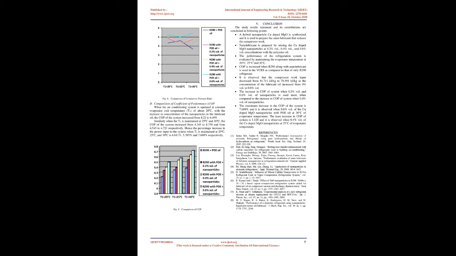D. Comparison of coefficient of performance, COP. When the air conditioning system is operated at constant evaporator exit temperature, T1, of about 20°C, with the increase in concentration of the nanoparticles in the lubricant oil, the COP of the system increased from 4.22 to 4.499. Similarly, when T1 is maintained at 25°C and 30°C, the COP of the system increased from 4.345 to 4.759 and from 4.545 to 4.721 respectively.